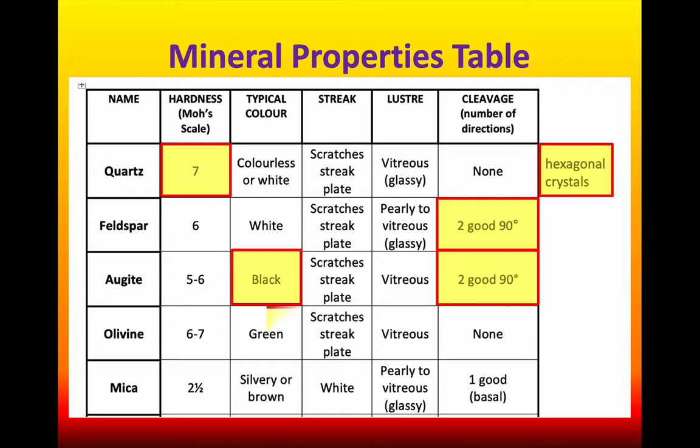Olivine has that distinctive green glass colour. And finally, mica has that basal cleavage, which also leads then to flaky crystals. So those are our key properties, what we call our diagnostic properties that allow us to identify each of these minerals.